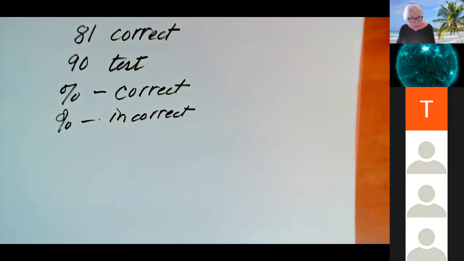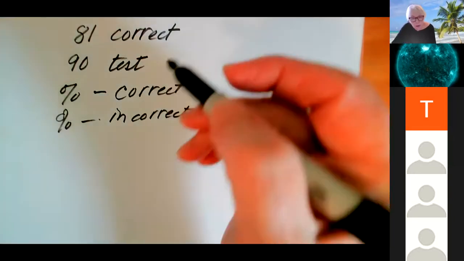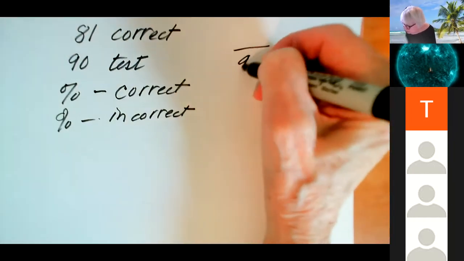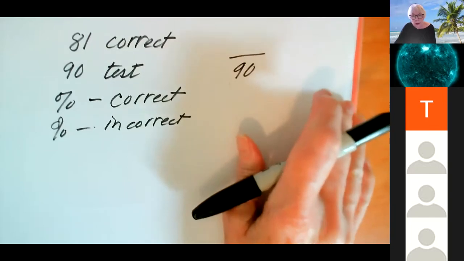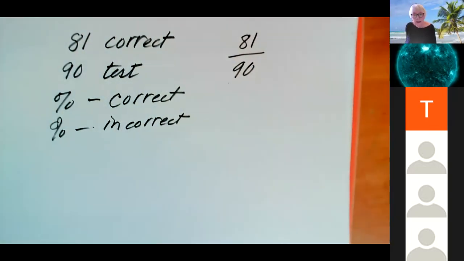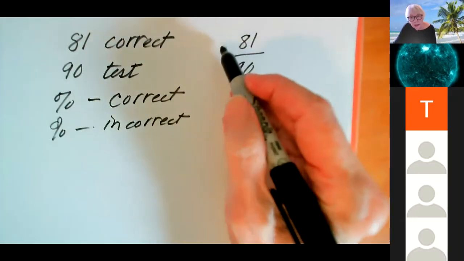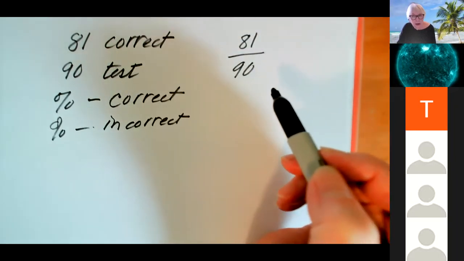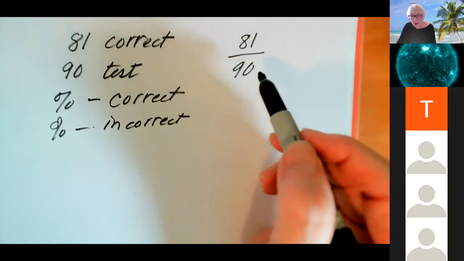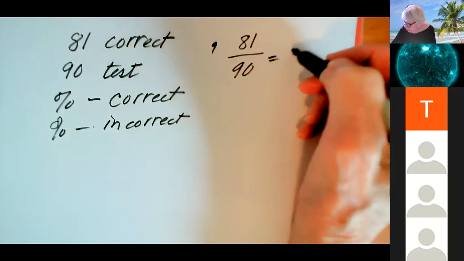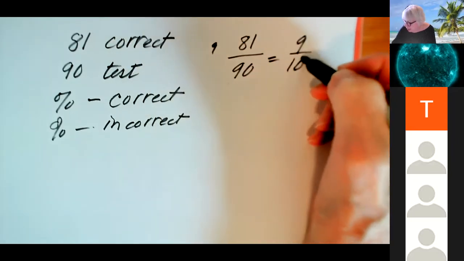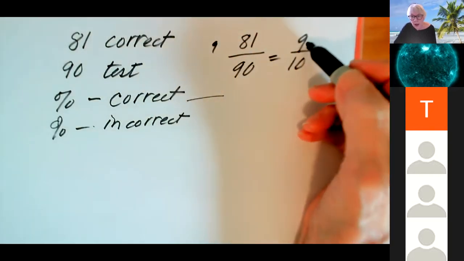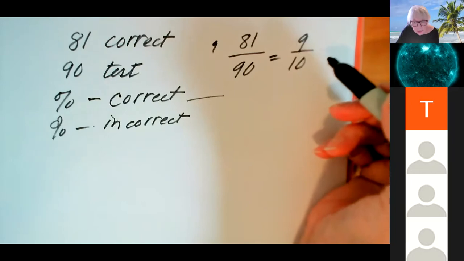This may strike you, because this is something you're so familiar with, that you kind of know what to do. If there was a total of 90 and you get 81 correct, then this is what we're dealing with. This is what we actually want to find out. You get 81 out of 90. Now I'm going to reduce this by 9. 9 into 81 is 9. 9 into 90 is 10. They wanted a percentage. And so 9 out of 10, can you make that a percentage?